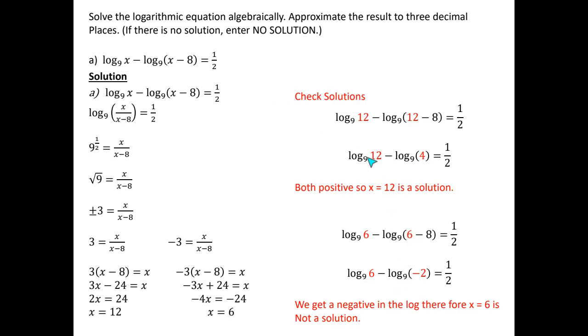So if we check with the 12, if I plug in 12 for x, then I'm going to have 12. 12 minus 8 is 4, so the 4 is positive. The 12 is positive, so that's good. That means that x equals 12 is a solution. If I plug in the 6, I get 6. 6 minus 8 will give me negative 2. Since I have a negative here, that means that x equals 6 is not a solution. So your only solution is x equals 12.